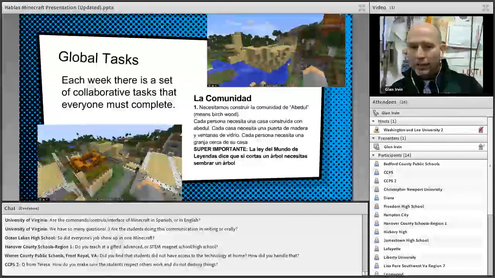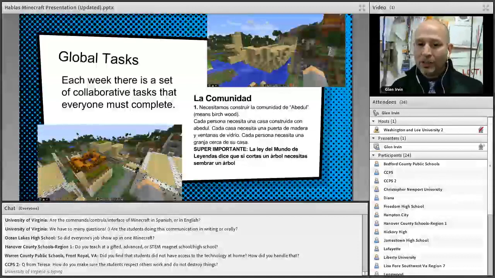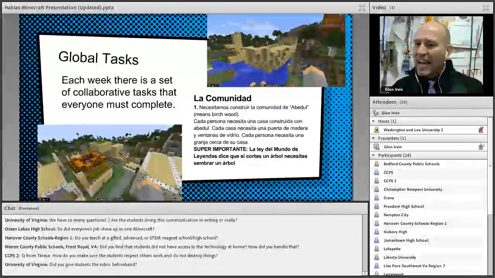For example, the first one here, I'll translate it for you in English, it says we need to build our community from birch trees, birch wood. And every person needs to create their own house, and this is how you create it. You need a certain number of windows, and then each week we had all these different tasks to work within the community. And then it asked them different questions where they would need to communicate with a specific group or specific people in the class, asking and answering different questions within that same world, basically pretending we're in the same world.